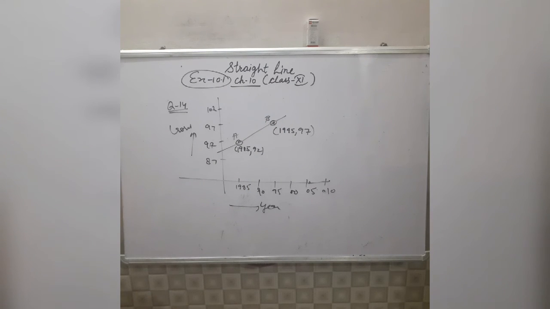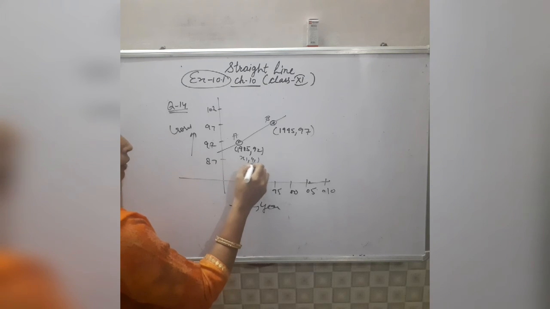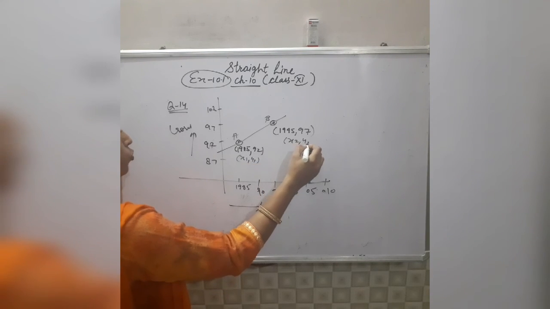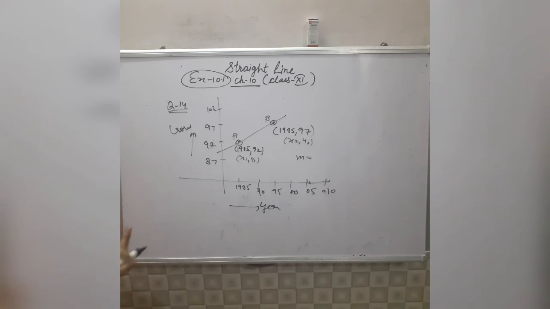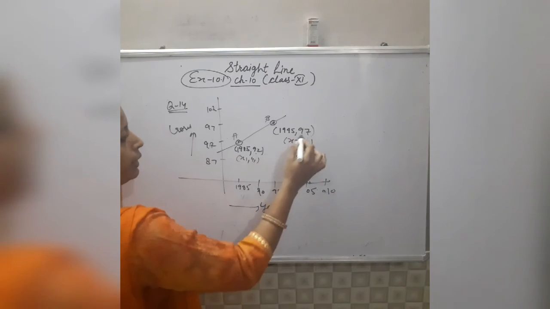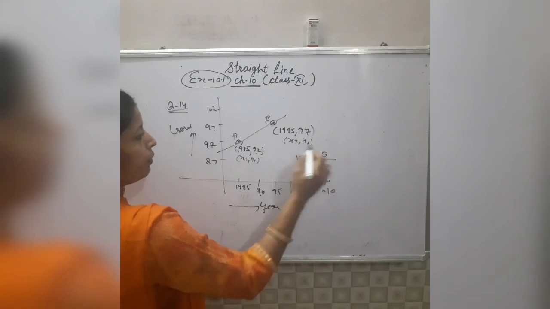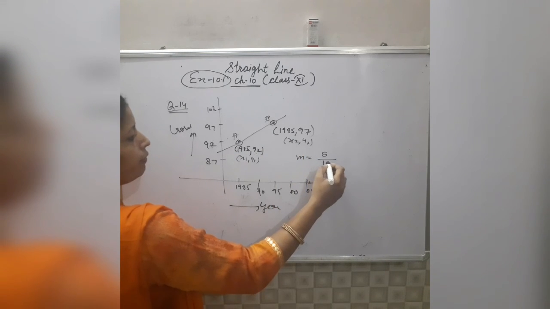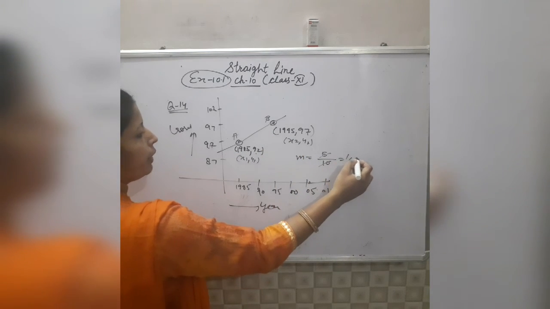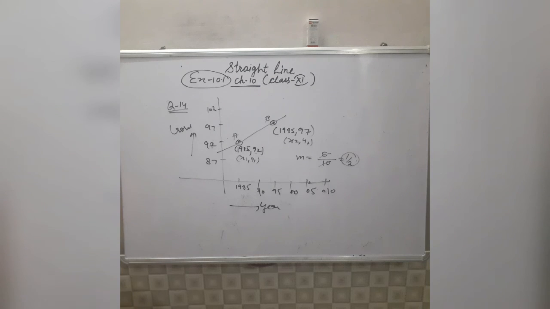Then find the slope of the line AB. We will take these coordinates as (x1, y1) and this point as (x2, y2). Then by using the slope formula very easily we can find out the slope. y2 minus y1 means 97 minus 92, 5, divided by x2 minus x1, 95 minus 85, it will be 10, and when you simplify it you will get 1 by 2. So this is the slope of line AB.